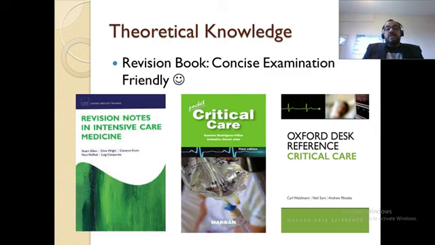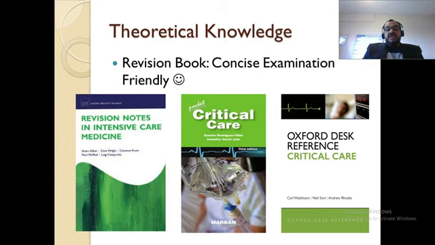And then also for the theoretical knowledge, there are multiple revision books which are characterized by being concise and examination friendly. For me, I have used the first book which was available in 2018, which is the Revision Notes in Intensive Care Medicine, for the short-term revision immediately before the exam. This book is very exam friendly.